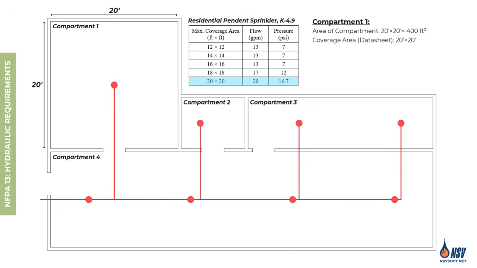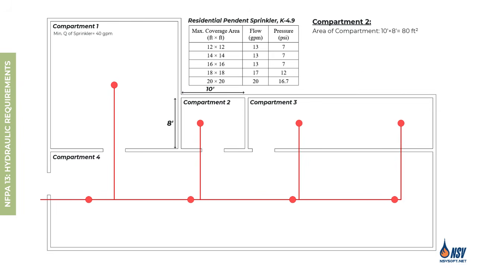In accordance with the data sheet, the flow is 20 gallons per minute. On the other hand, since the area of this room does not exceed 800 square feet, the flow should be calculated by multiplying the average coverage area by the density of 0.1 gallons per minute per square foot, which results in 40 gallons per minute. Since this value is greater than the flow indicated in the data sheet, the minimum sprinkler flow is selected as 40 gallons per minute. The area of compartment 2 is 80 square feet.